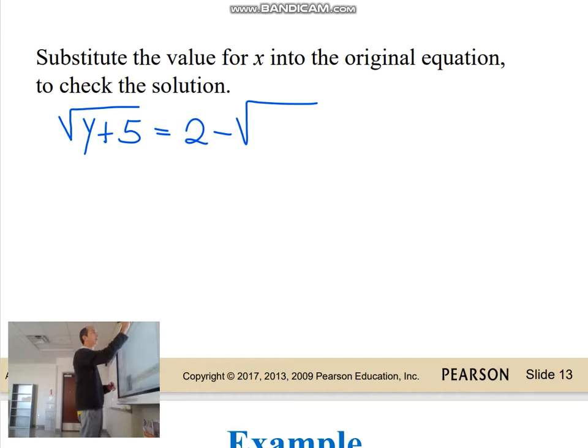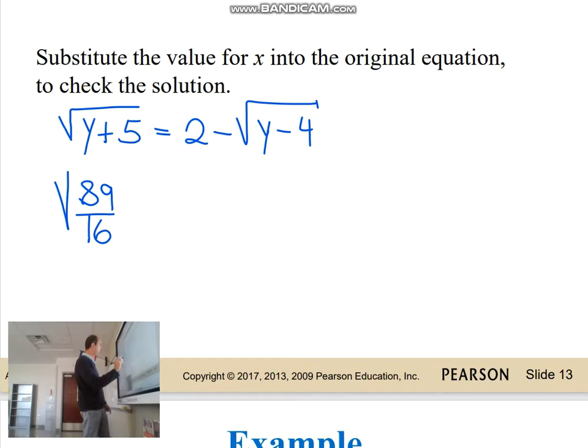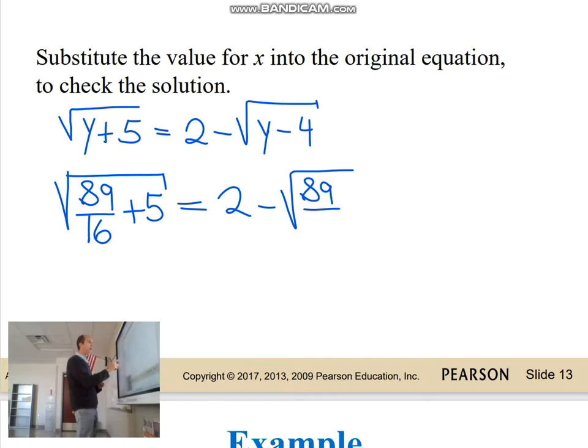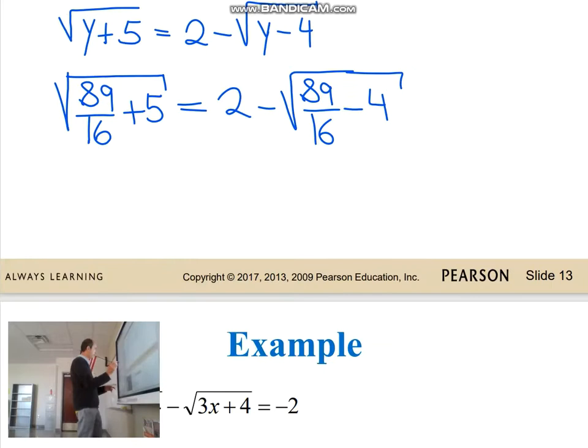We have to plug in this value we found, 89 over 16. And yes, I know sometimes it's annoying to work with these fractions, right? Just write down and plug in 89 over 16 into the original equation. Well, you do all the simplifications you can, and you're gonna find something like that, 169. I did this before, so that's the reason I'm doing things a bit faster, okay?